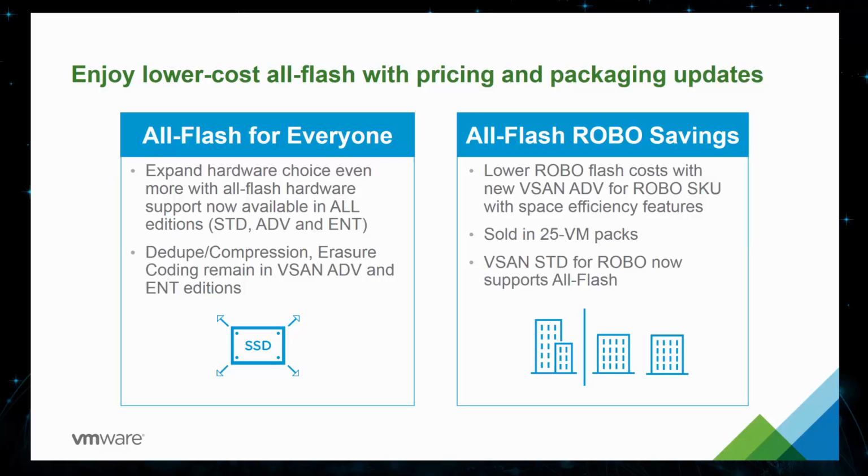And then for ROBO customers, we've introduced a VSAN Advanced for ROBO licensing pack. This will be similar to the 25 VM pack available today, which is priced per VM and not per CPU. But it will be based on VSAN Advanced, providing these customers with the space efficiency features to, again, help further lower their hardware costs.